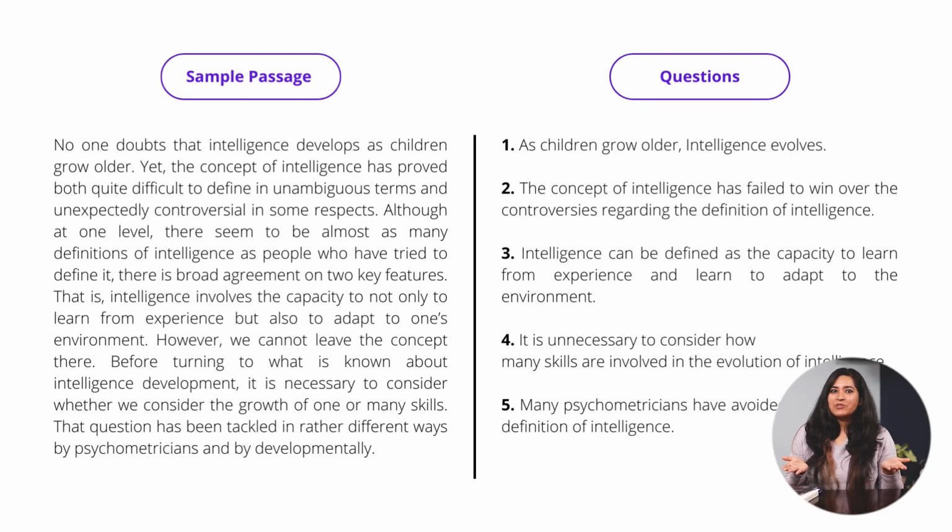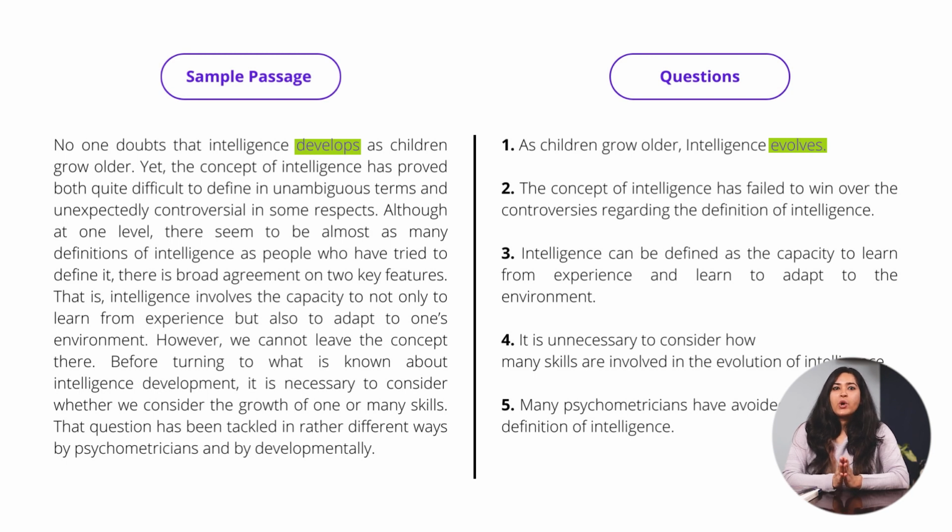All right, let's go through the answers, shall we? For the first question, the passage mentions that intelligence develops as children grow older. So the statement is true. Here the word develop means evolve, which has been modified or paraphrased in the question. Moving on to the second question. It is not mentioned anywhere in the passage that the concept of intelligence has failed to win over the controversies regarding the definition of intelligence. So the statement is not given.